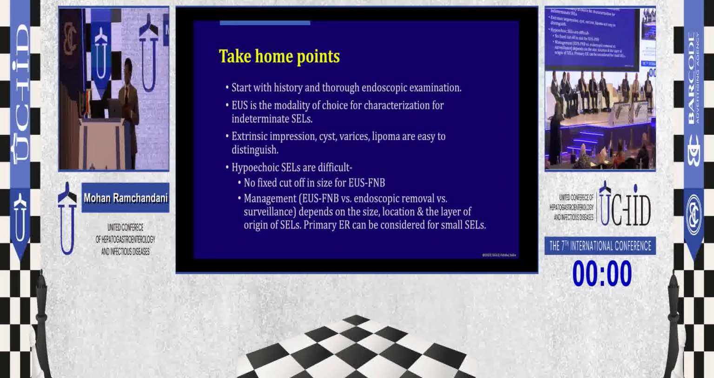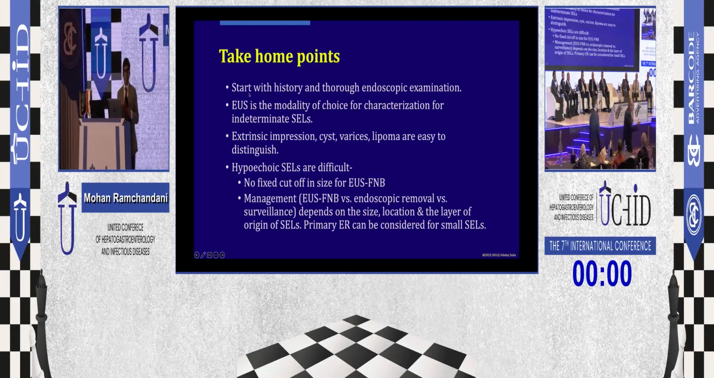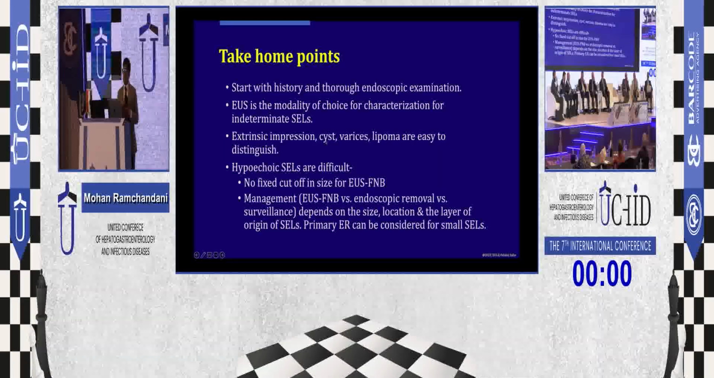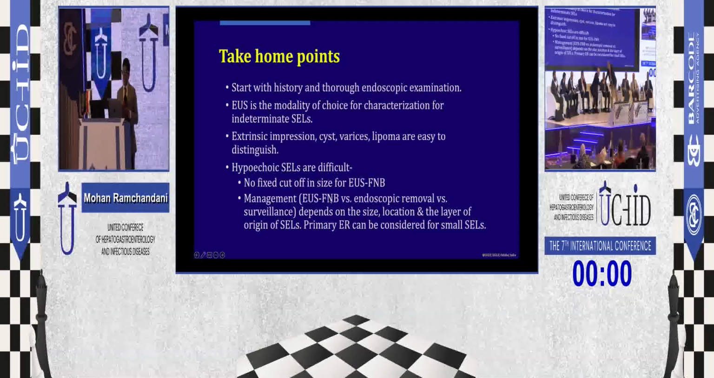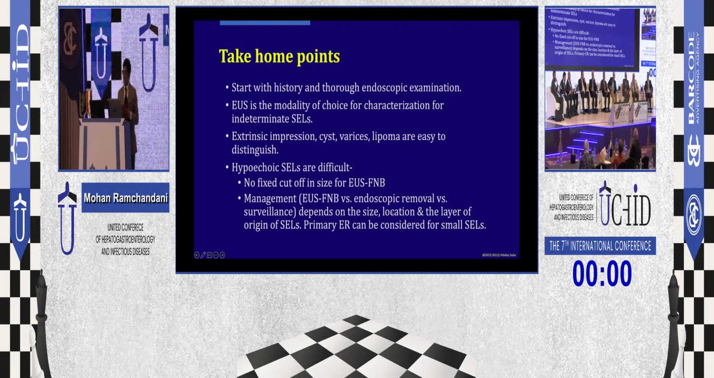Take home message for management of subepithelial tumor: start with history and thorough endoscopic examination. EUS is the modality of choice for characterization of indeterminate subepithelial lesions. Extrinsic compression, cyst, varices, lipoma are easy to distinguish, and hypoechoic subepithelial lesions are difficult. There is no cutoff size for EUS FNB. The management depends on the histology, size, location, local expertise, and primary endoscopic resection can be considered for these small SELs. With this, I thank you very much for your attention and will be happy to answer any questions.